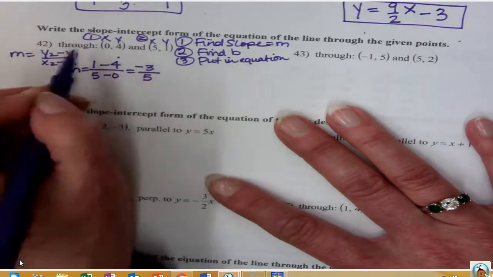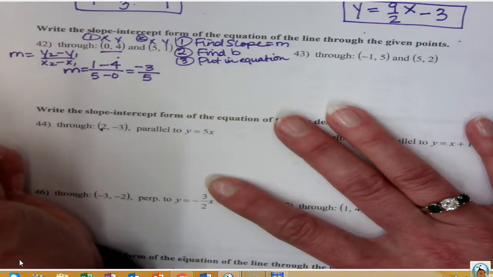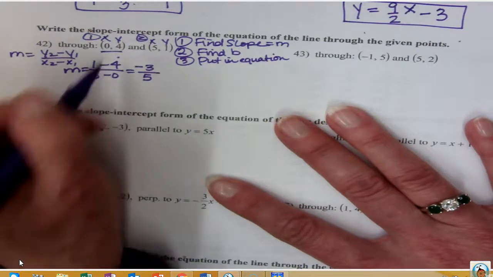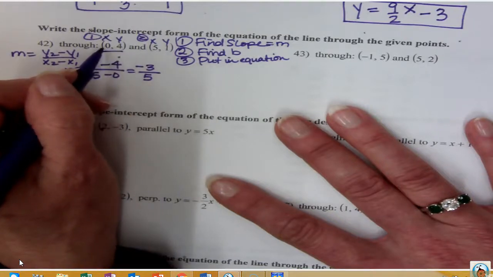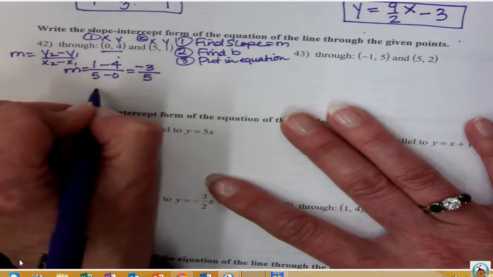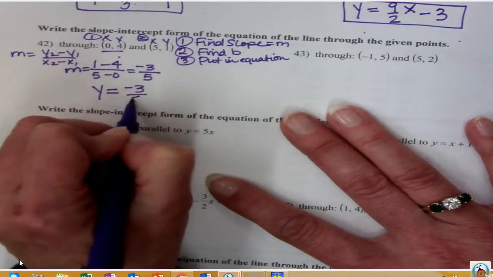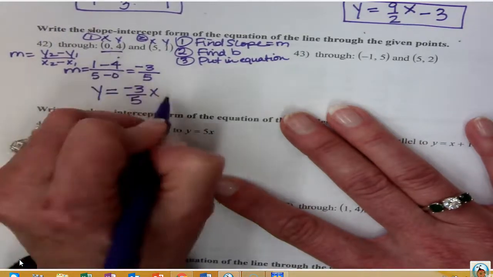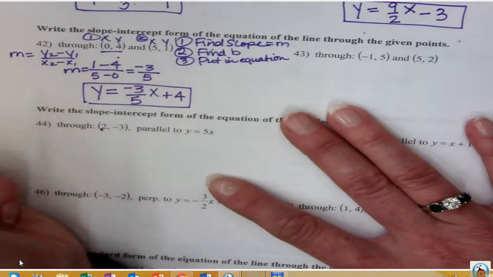Now I need to find my y-intercept. But look, ta-da! If you saw that, congratulations. If you didn't, that's okay. My y-intercept is what y is when x is 0. So when x is 0, y is 4. That is going to give me the number on my y-axis, so I don't even have to do anything more. I can just plug this in because I know that this is my slope, x, and I know that 4 is my y-intercept. Boom.